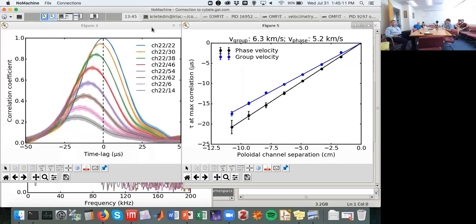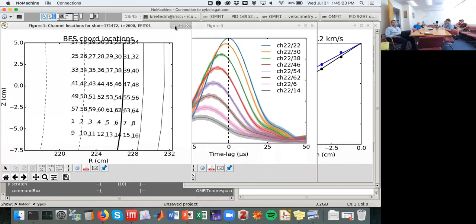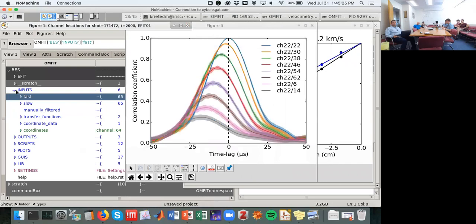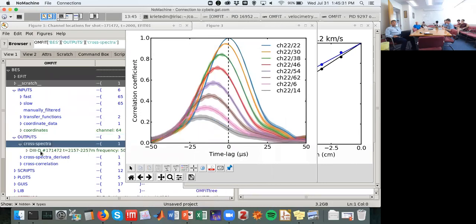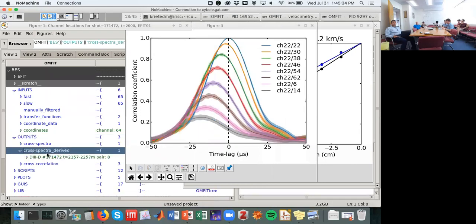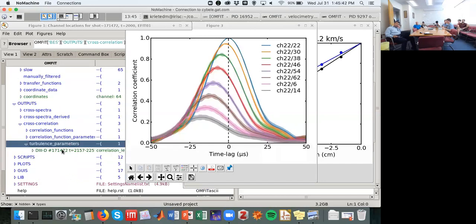Also, I should have probably mentioned this earlier, but all of the parameters that are being estimated, like the delta n over n values I showed earlier, and the group velocity and phase velocity here, are all saved to the OMFIT tree in the outputs directory. If you go under the BES module and under outputs, you can see there are folders for cross spectra results derived. This cross spectra derived folder holds the delta n over n values, and this turbulence parameters folder holds, for example, the group velocities we just calculated. So if you want to do other analyses where you're looking at a bunch of shots, you can combine data by directly accessing it from the OMFIT tree.